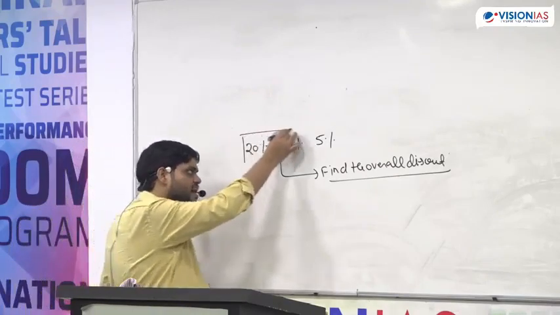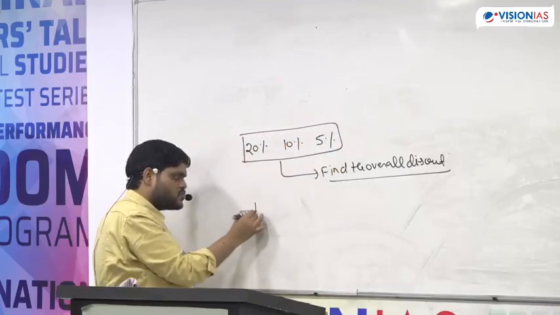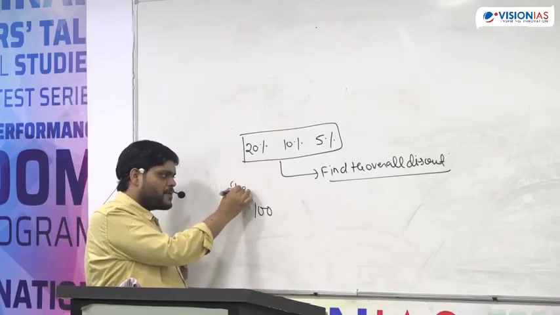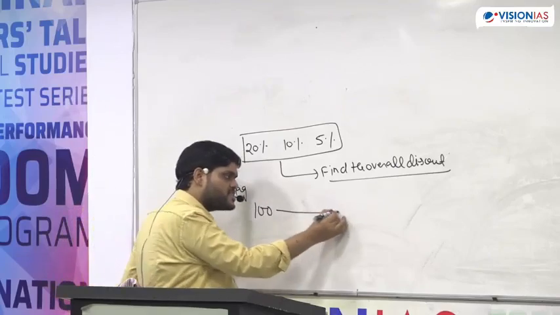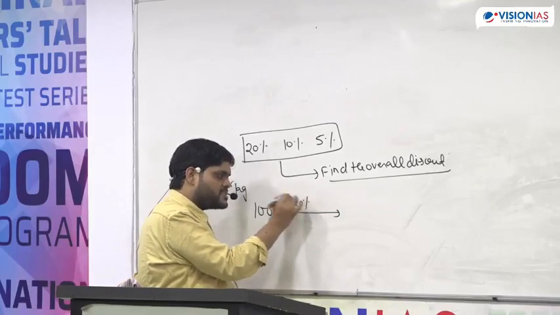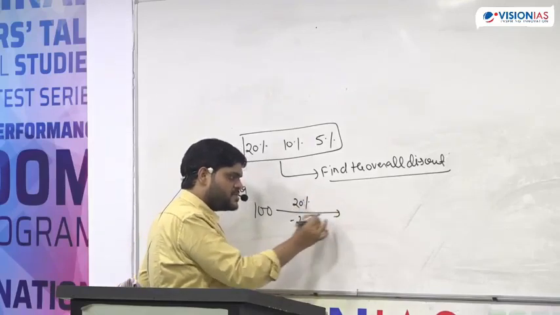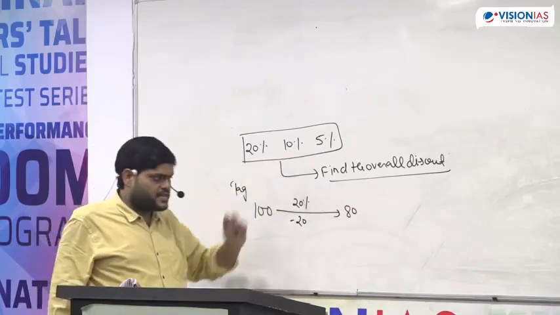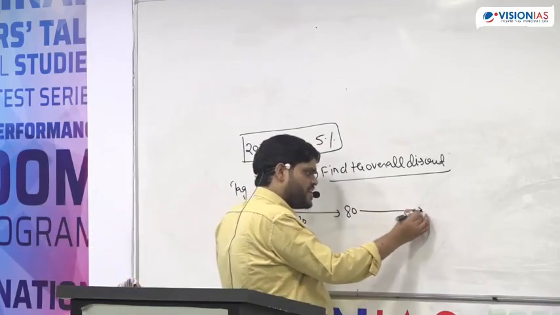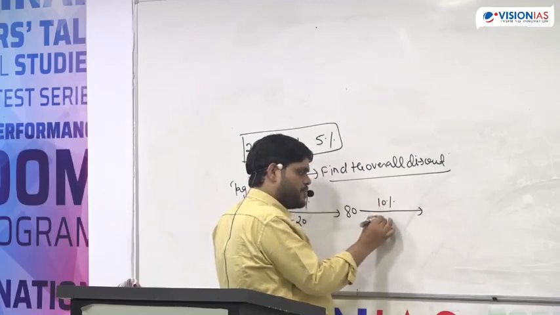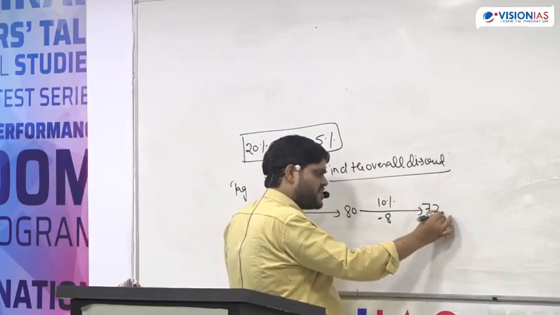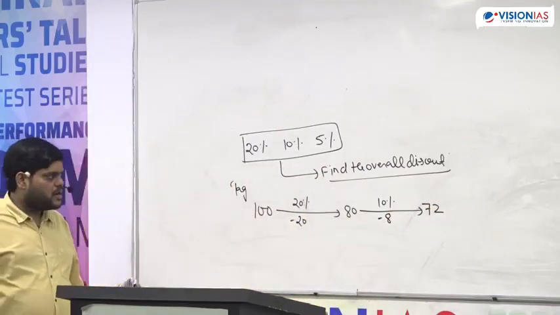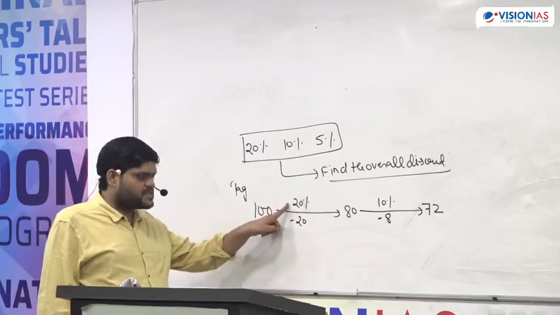So these 3 discounts are there. So for the overall discount, what will we do? Let the tag price or mark price be 100 rupees. First discount is 20%. That means 20 less, this will become 80. Next discount is 10%. So now this becomes 72.